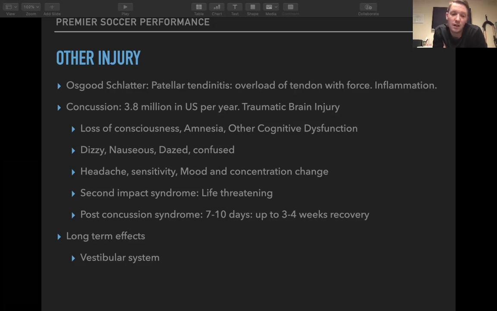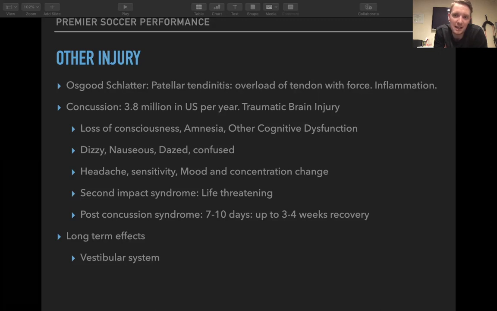Okay. Second impact syndrome. This is something that's life-threatening. So this is someone who's had a traumatic brain injury or a concussion, and that concussion is still healing, and they get another concussion. Okay, that's a life-threatening situation. Okay. Post-concussion syndrome is all the effects that I just named off.